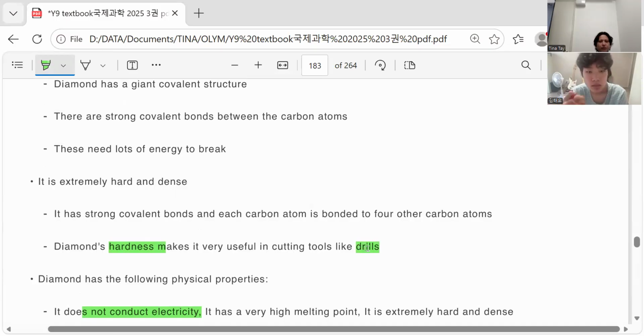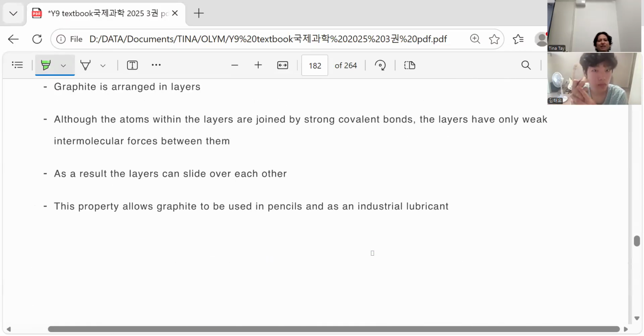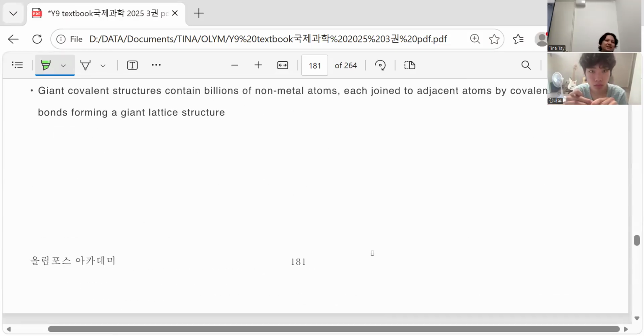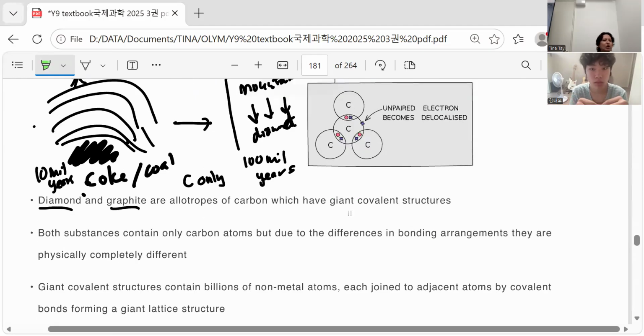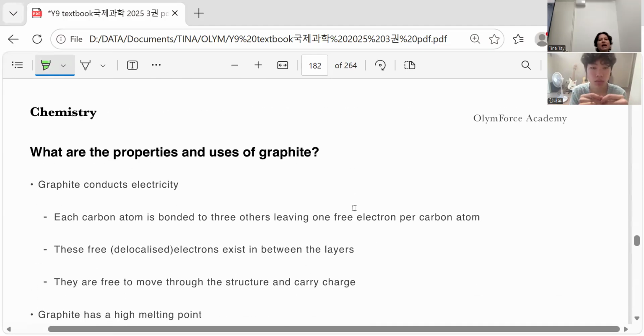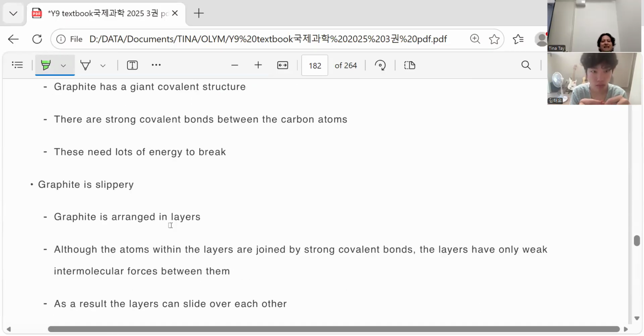So if diamond is very, very hard, is graphite very, very hard? No, graphite is the opposite. Graphite is giant covalent, but it's not hard. The reason why it's not hard is because it has layers.